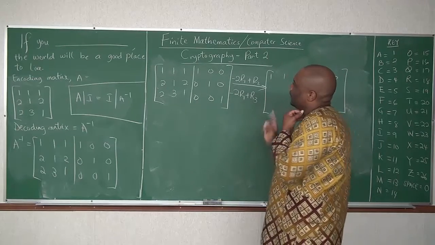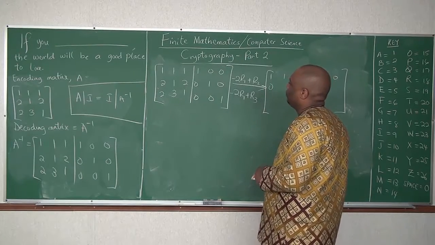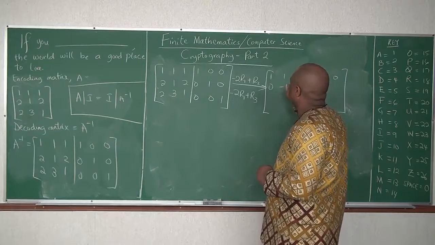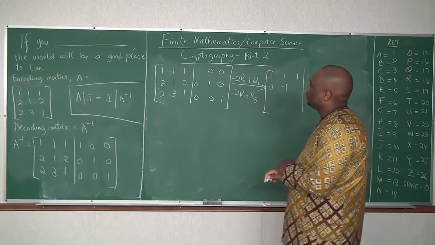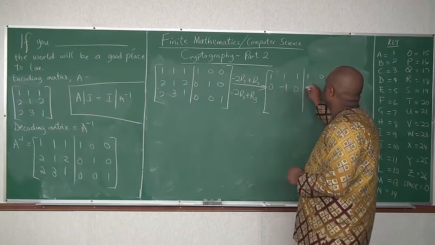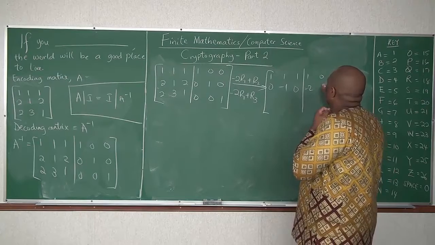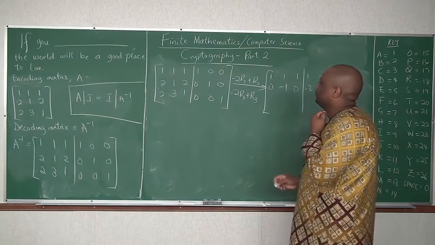Negative 2 times 1 is negative 2, plus 2 is 0. Negative 2 plus 1 is negative 1. Negative 2 plus 2 is 0. Negative 2 plus 0 is negative 2. Negative 0 plus 1 is 1. 0, 0 is 0.